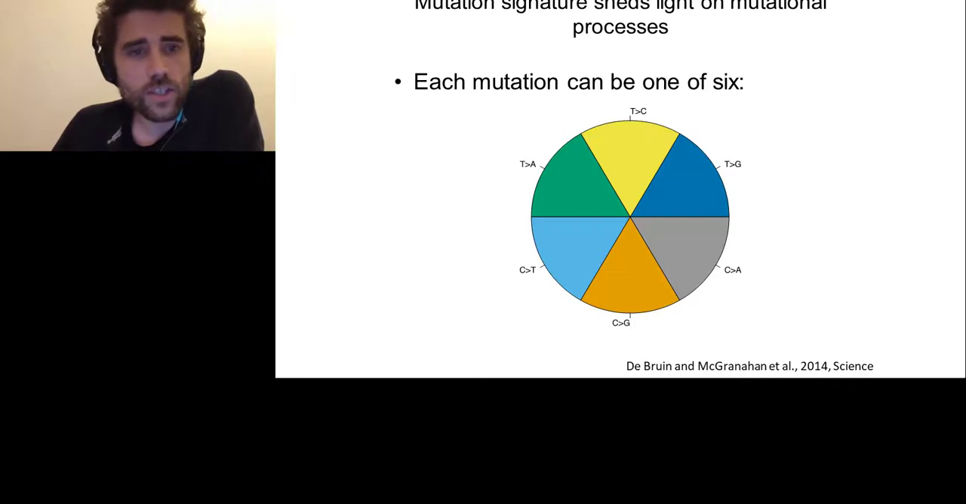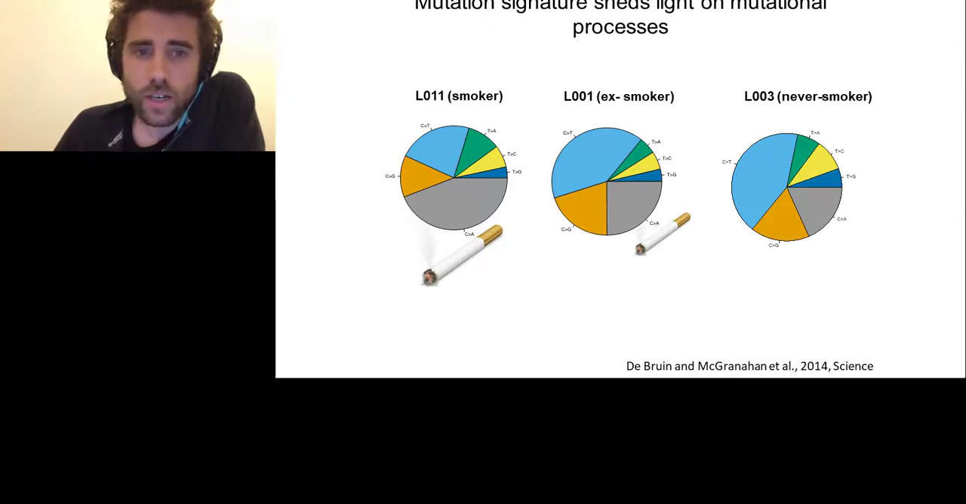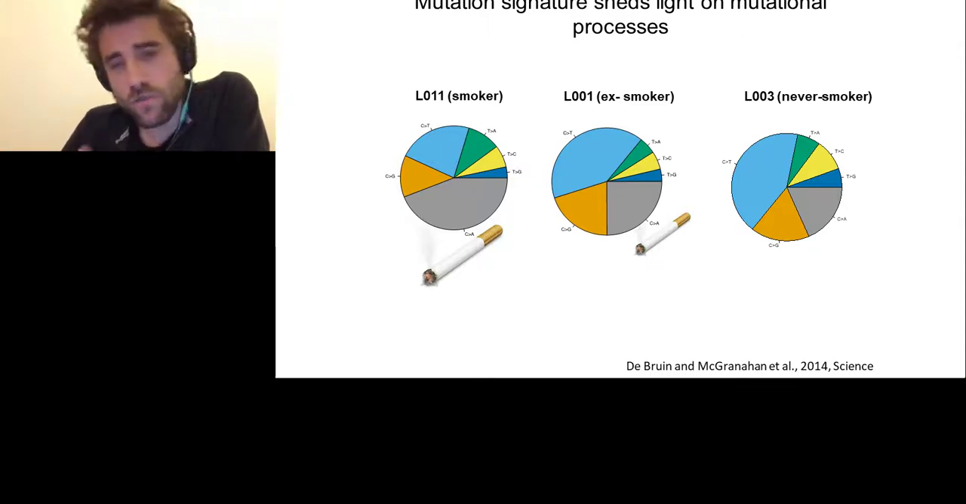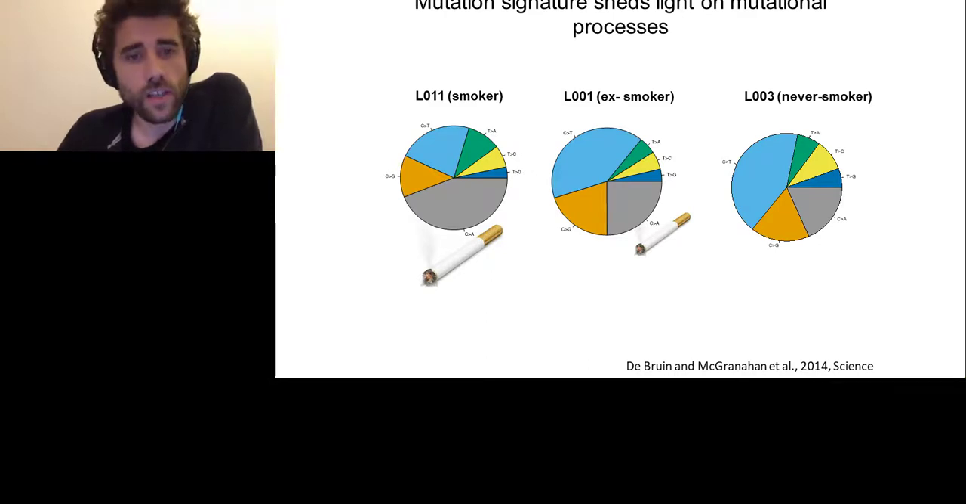And quite well established here is actually that smoking is associated with C to A transversions, which in this plot here is depicted as this gray part of the pie. And when we looked at this, we looked a few years ago actually in patients. Patient 11 was a very heavy smoker that smoked a packet and a half of cigarettes a day for over 30 years. We saw lots of these C to A transversions, which made sense to us because the patient smoked a lot. Patient 1, on the other hand, was an ex-smoker, and we saw slightly fewer C to A transversions. And patient 3 here was a never smoker, and we saw even fewer. So this made sense, and indeed this was just confirming what had already been seen in the literature.